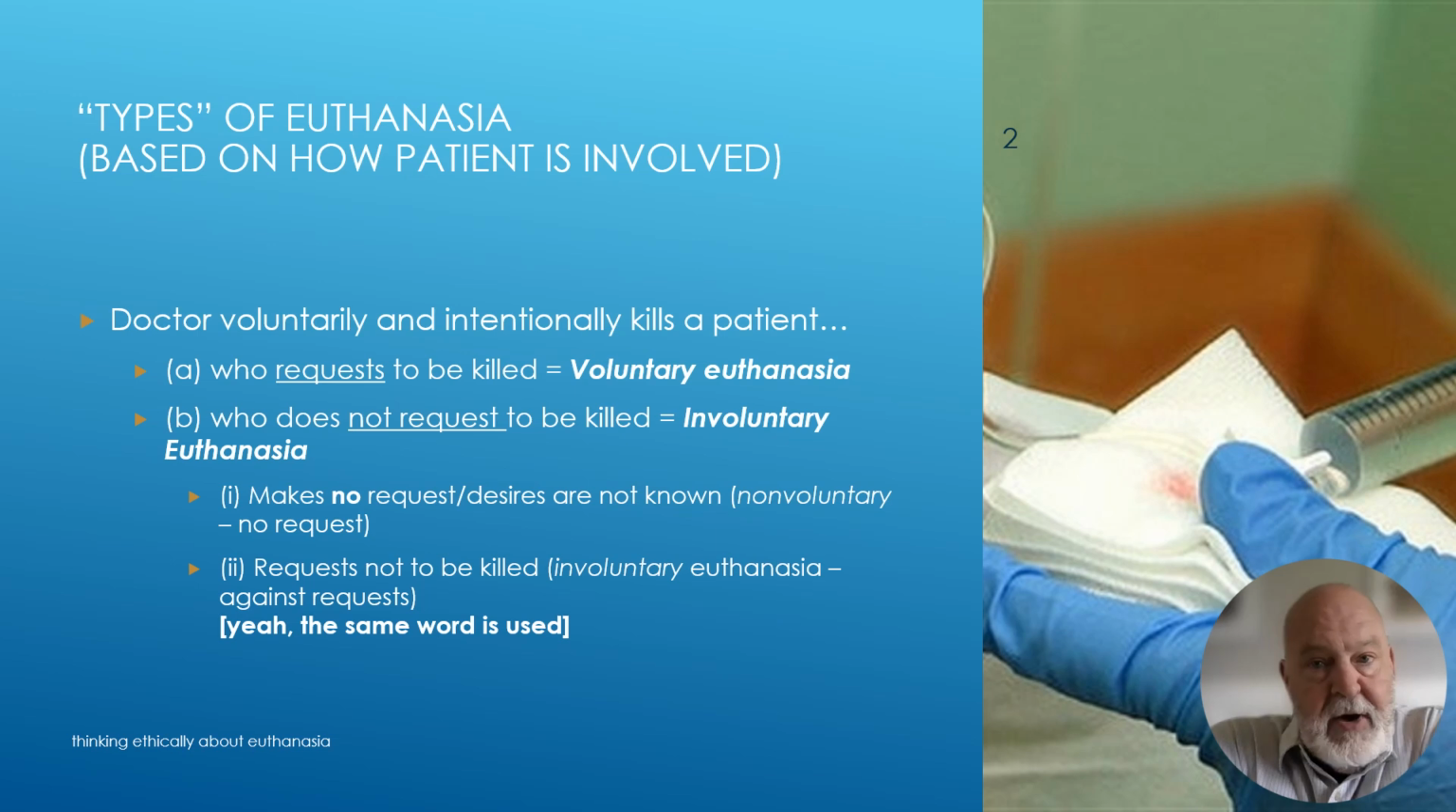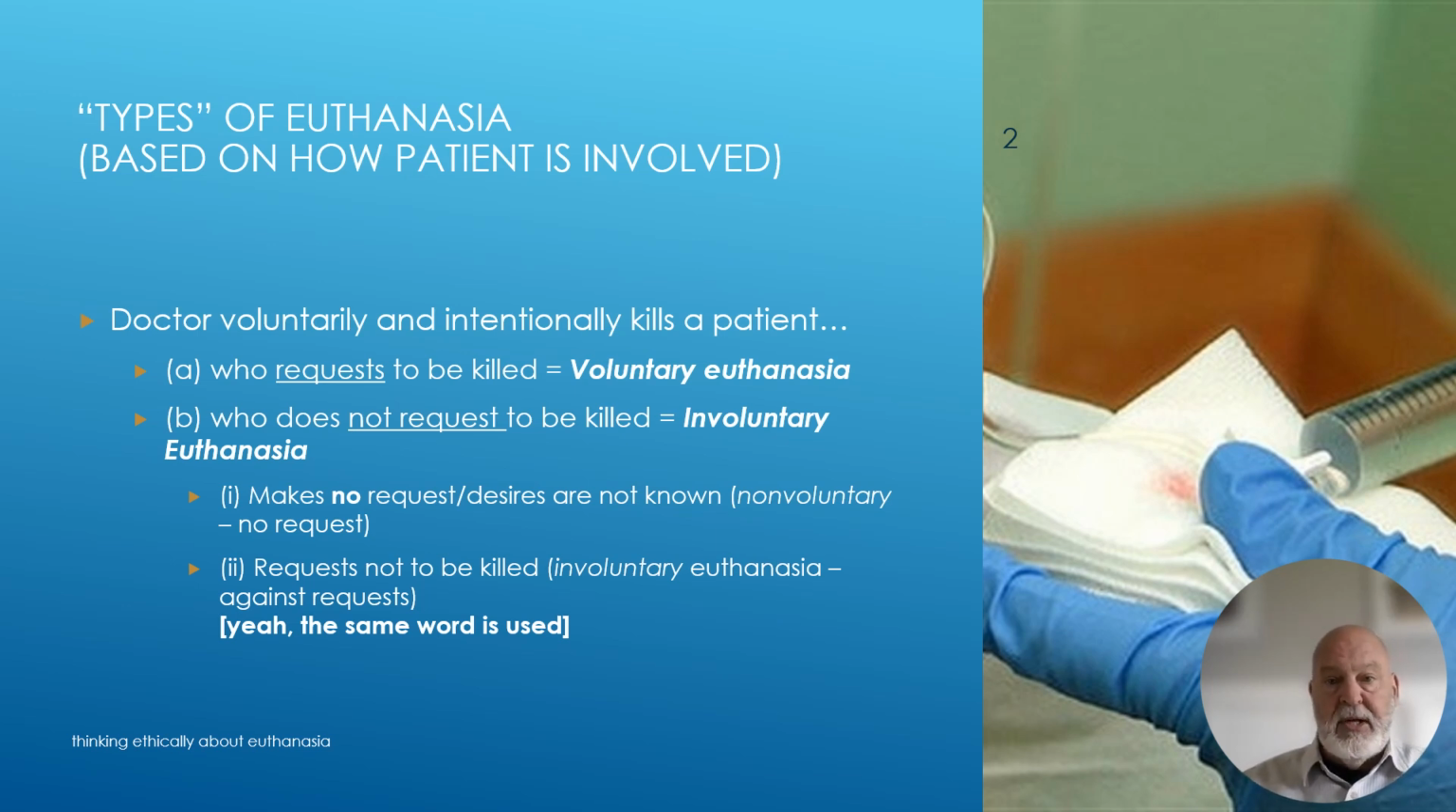So you can define euthanasia based on how the patient is involved in the action. So if the patient requests the action, requests to be killed, then that's called voluntary euthanasia. If the patient does not request, that's involuntary euthanasia, and that might be good enough for the two types. Although we can distinguish two more kinds of involuntary euthanasia: the situation where the patient made no request at all. We simply don't know what the patient wants. And the other situation where the patient specifically said, I don't want to be killed, but they were killed anyway.